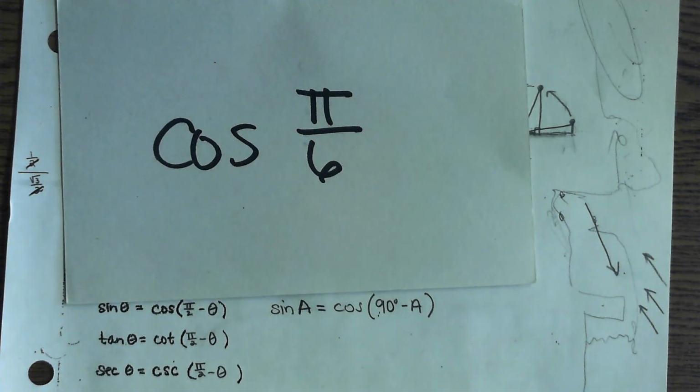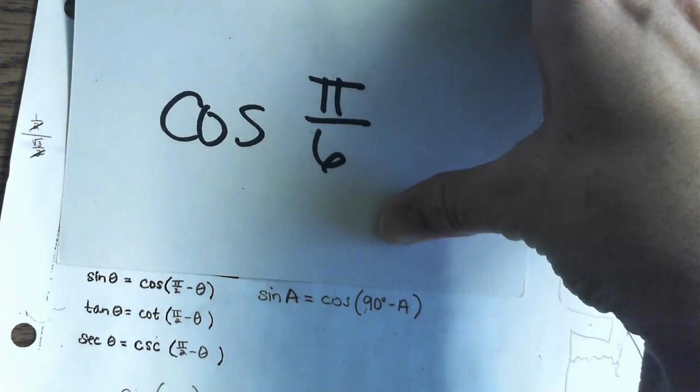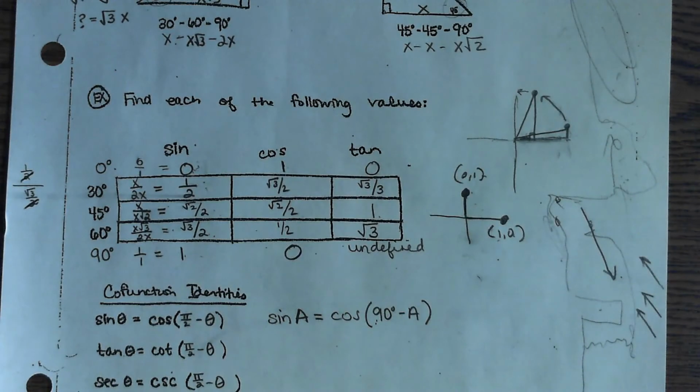Anything pi over 6 is 30. Anything pi over 4 is 45. Anything pi over 3 is 60. Okay? So, there you have it. That's what you can expect now that I've officially told you that you have to memorize those.